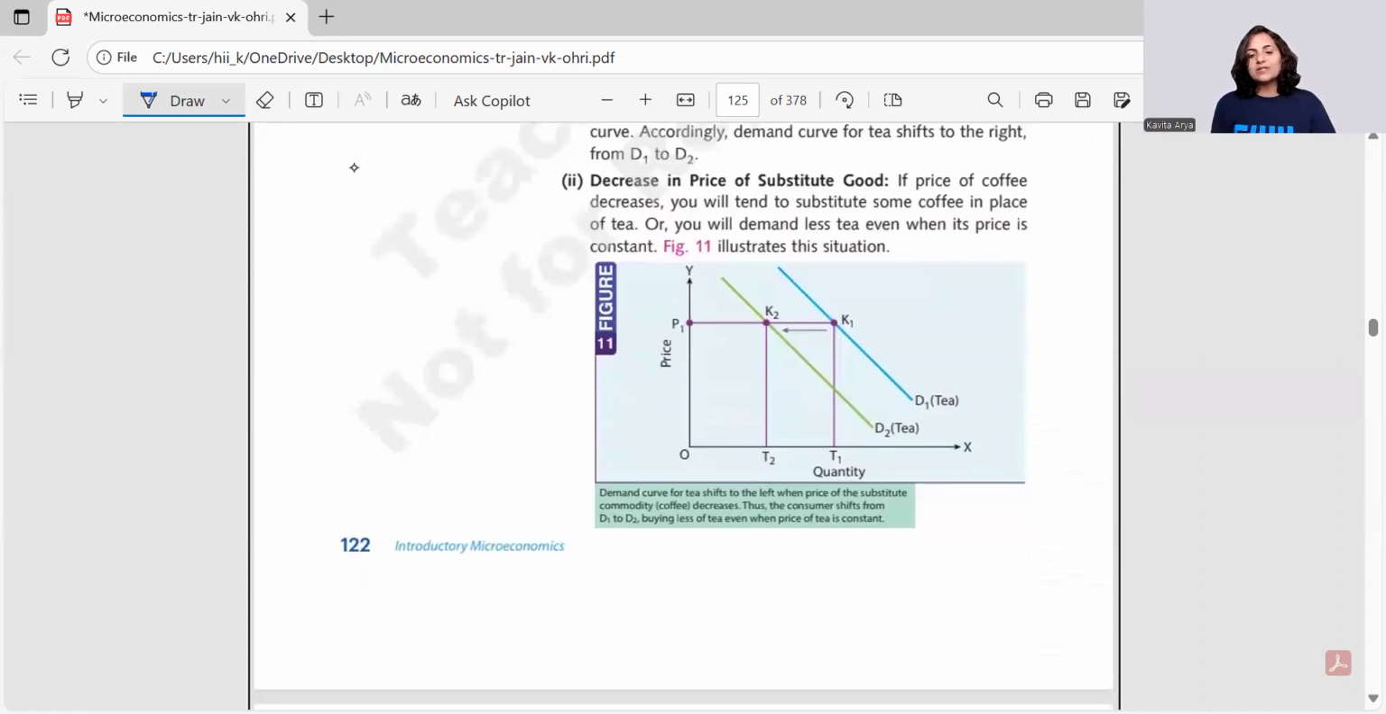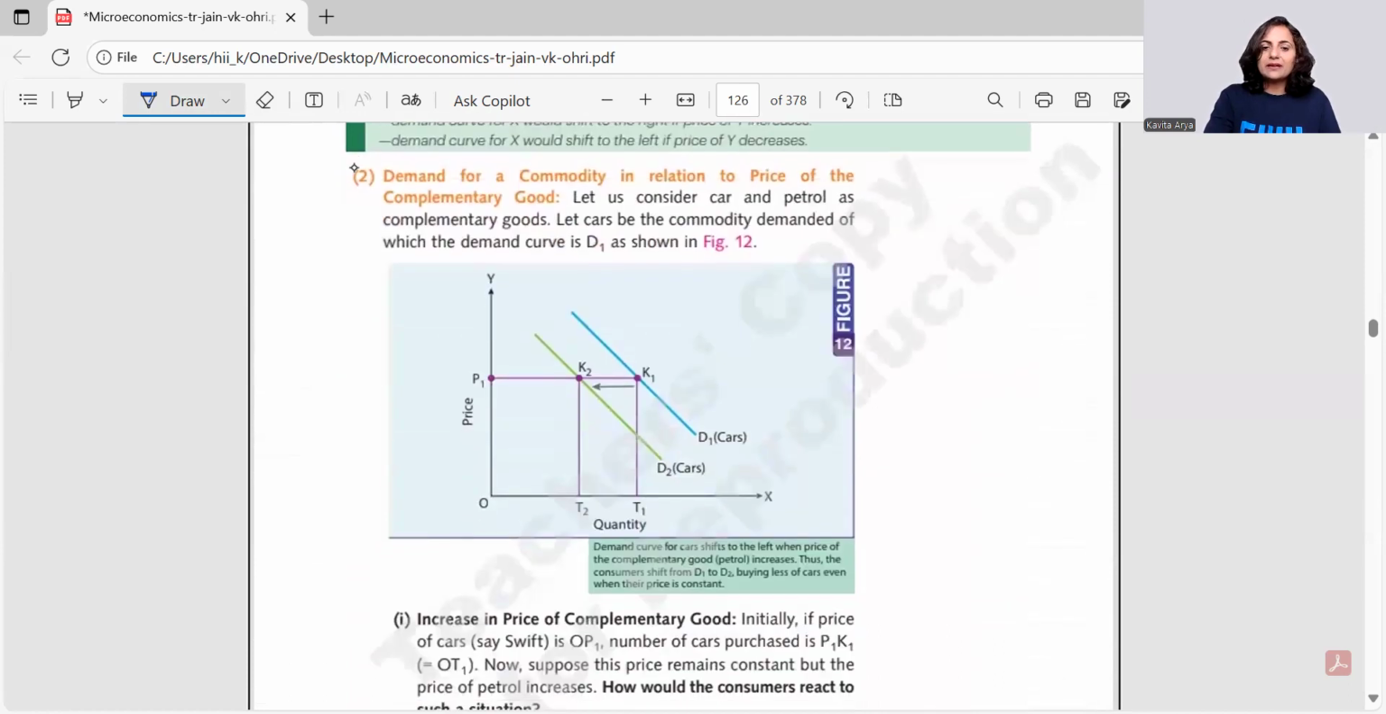And the opposite happens when the prices of coffee fall, the demand or the quantity demanded of tea falls. Why? Because when coffee becomes cheaper, some people, those who used to have tea before, switch to coffee and it becomes relatively cheaper.